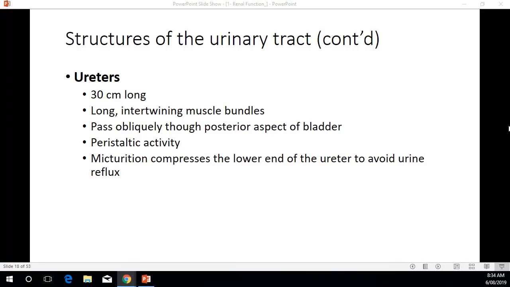Now, in addition to the kidney, so much about the basic structure of the kidney and basic functions. We have two ureters, remember, coming out from the kidney, about 30 centimeters long. These are muscular tubes, and they will pass obliquely through the posterior aspect of the urinary bladder. There is peristaltic activity. So every few minutes, you will have a peristaltic wave which will push the urine downwards into the urinary bladder. Okay, this last point I will explain in the picture. It will be easier to understand.